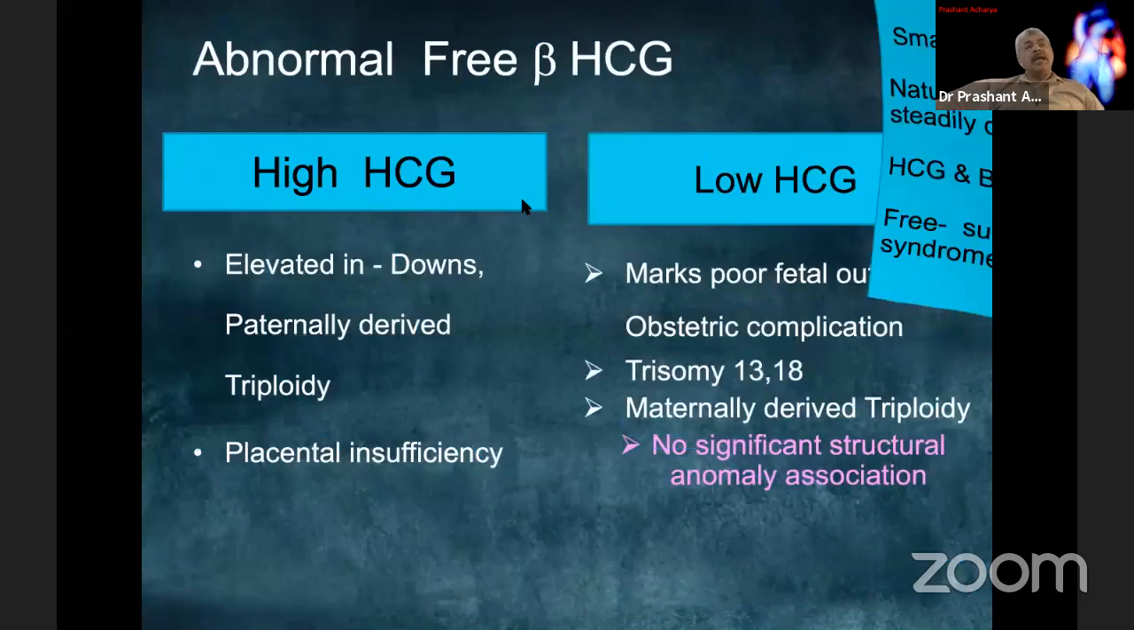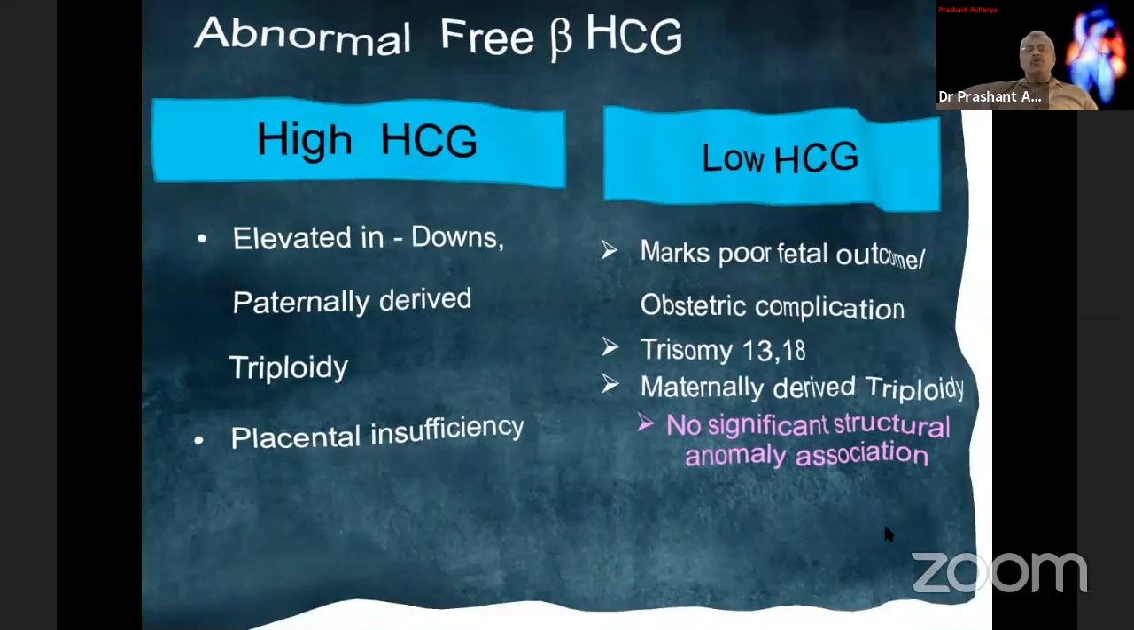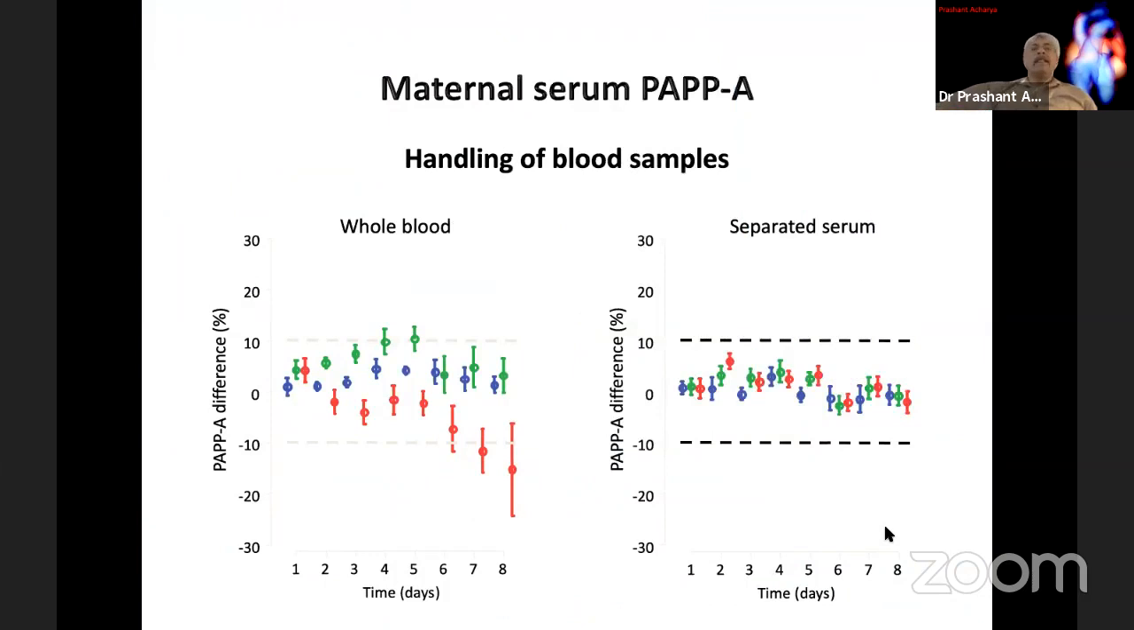Make sure that high HCG is seen with Down syndrome or paternally derived triploidy, and it can also possibly suggest poor placental outcome. So the smaller the placenta, the higher the free beta HCG will be. So make sure that you read the MoM values. Low beta HCG suggests possible maternal triploidy, is seen in trisomy 13 and 18, and is also suggestive of poor outcome.